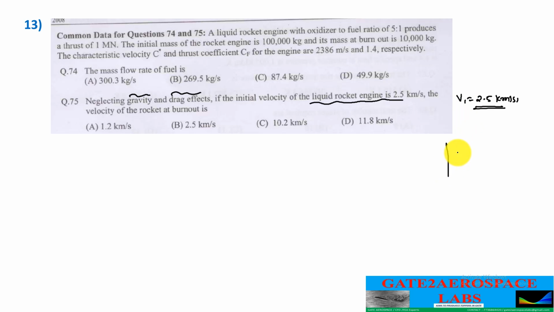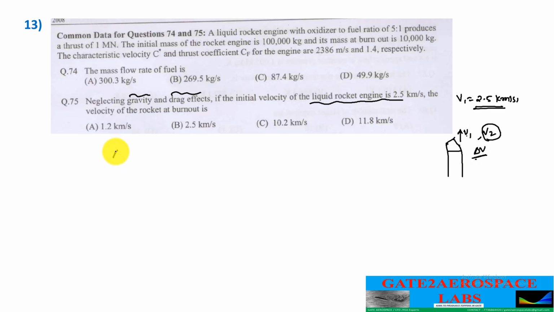When you start burning that stage, you had one velocity V1. At the burnout, you will have some velocity V2. Because of the burning of fuel, the propellant, there is some delta V added to the rocket. We have to determine that delta V, and if you add it to the initial velocity, you will get the final velocity.